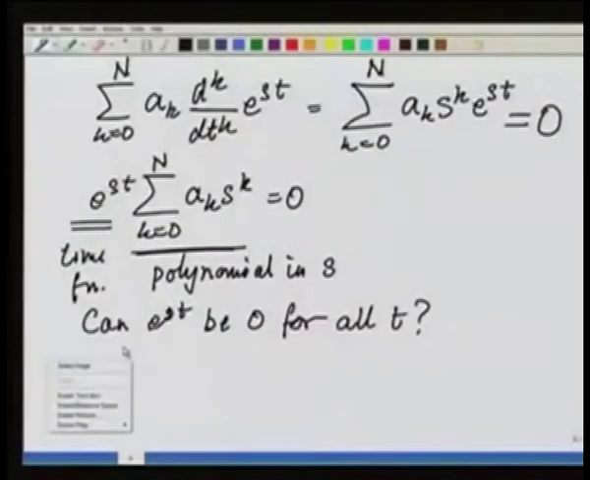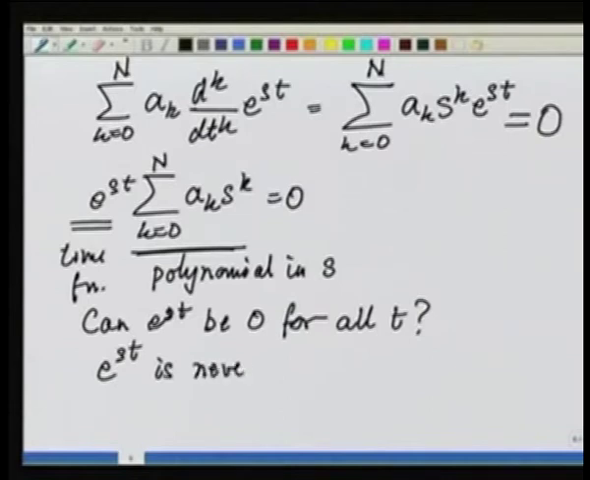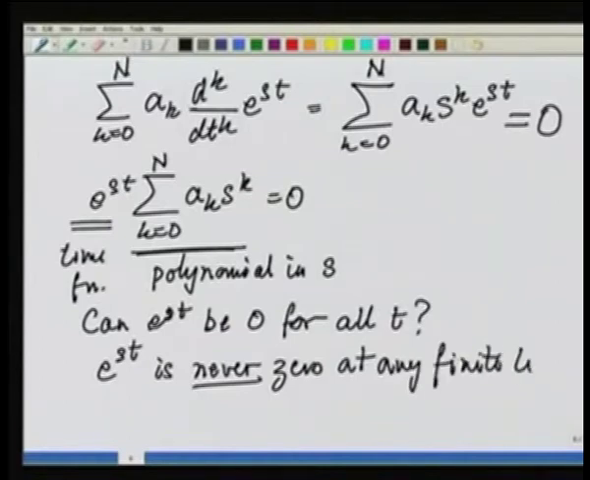In short, we know that e to the st is never 0. For any finite value of t, e to the st is never 0.